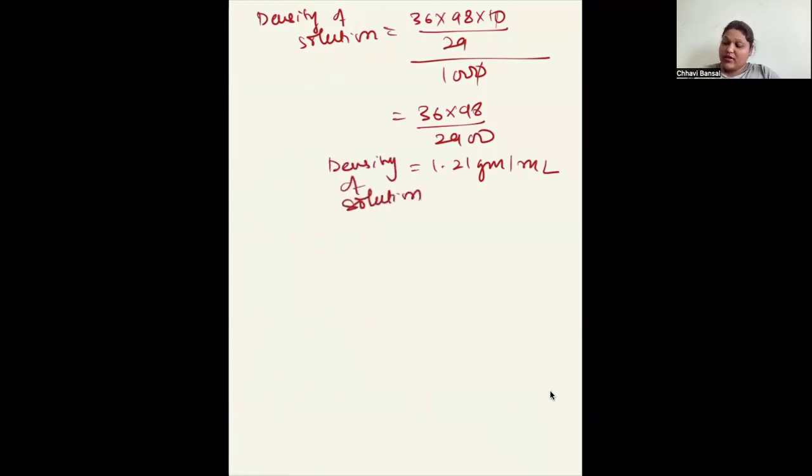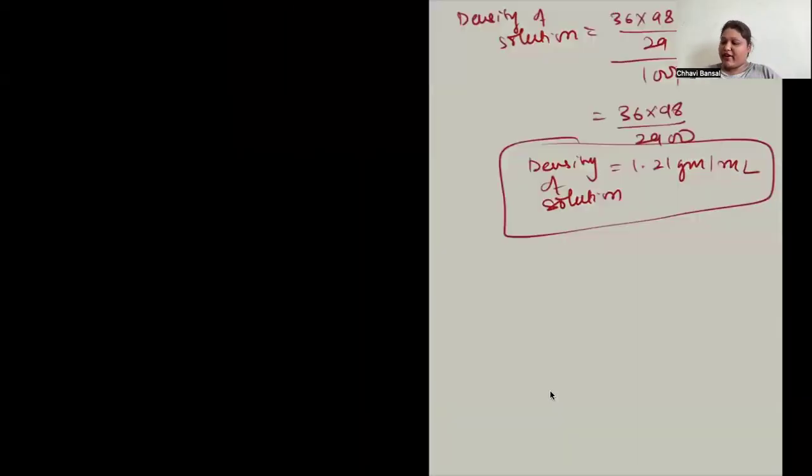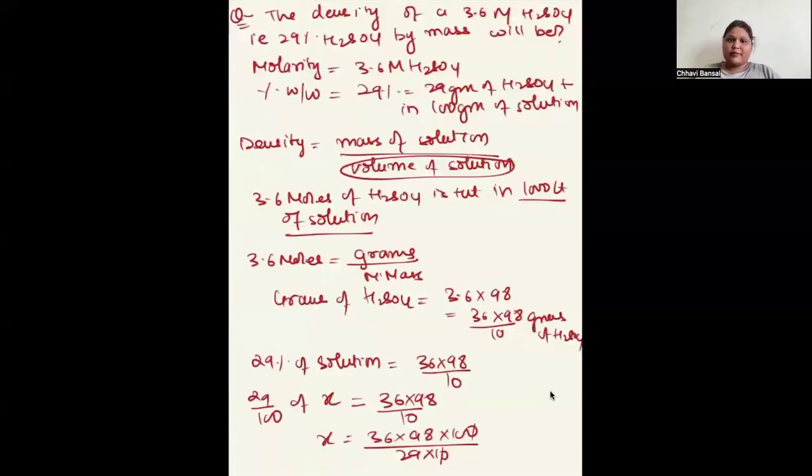So this is how you are supposed to solve the question. Whenever you get confused, you have to refer to the formulas, and using those formulas, you can find out the relationships and finally reach your final answer.